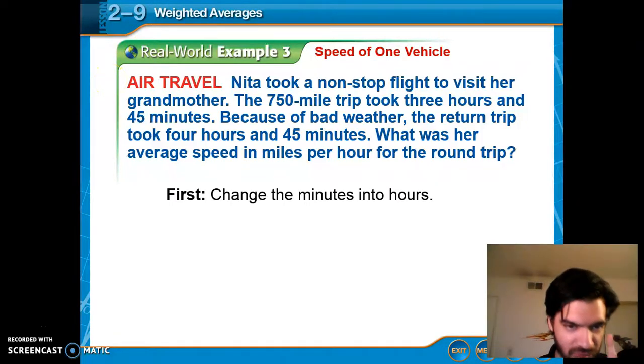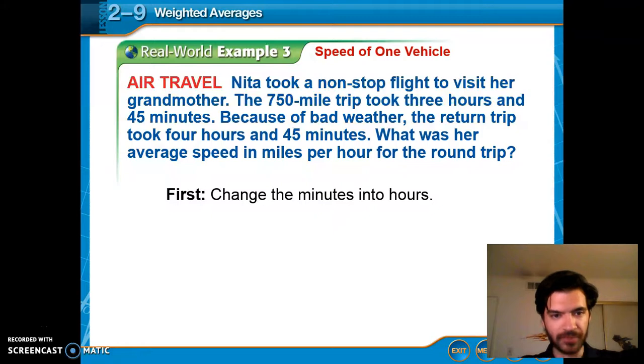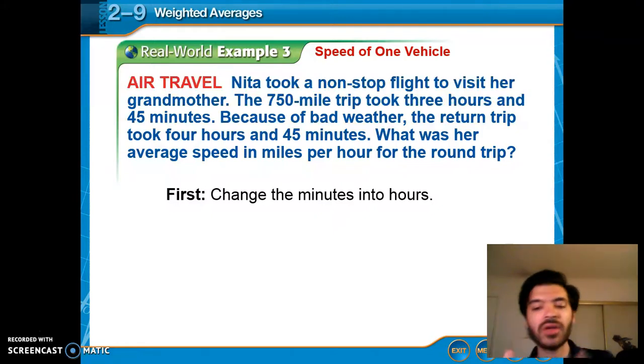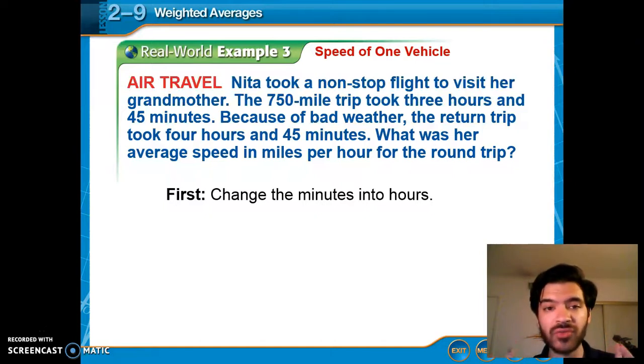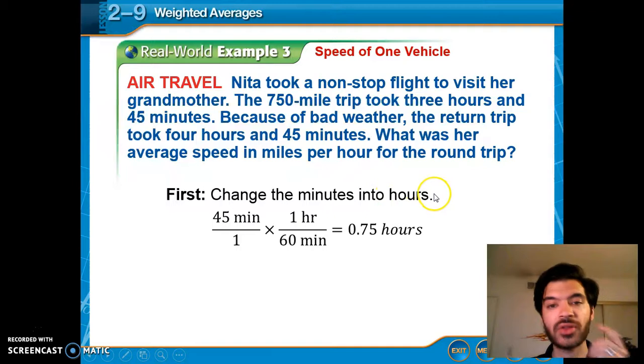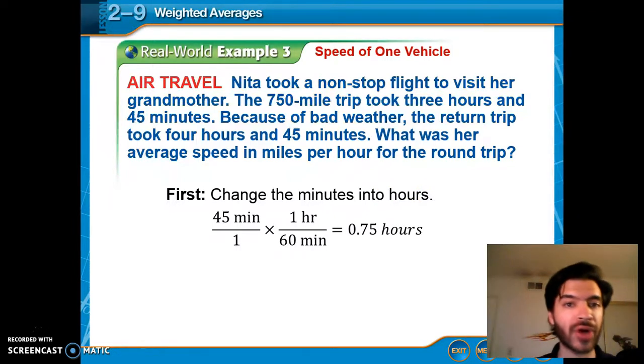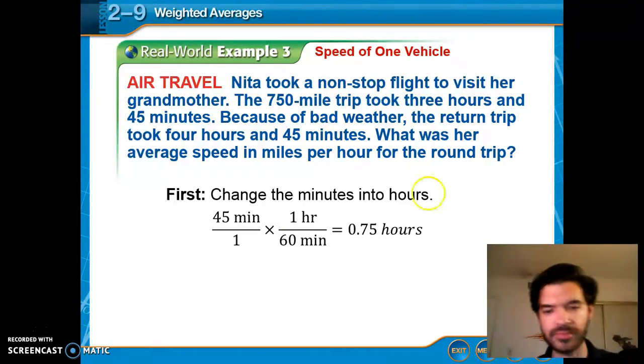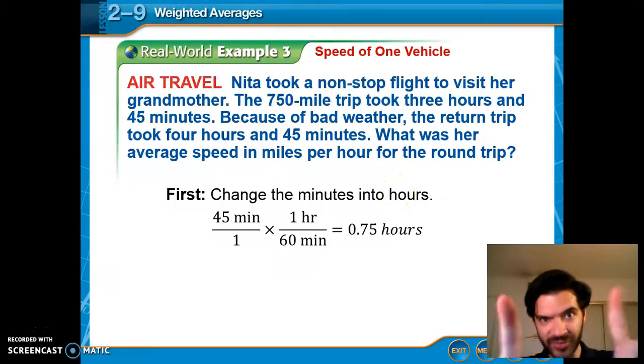Let's check this out. So first, to have everything uniform, we need to change minutes into hours. And you're like, well, why do we need to do that? First of all, it's really hard to write 3 hours and 45 minutes in a math problem. You either need to write everything in minutes, or everything in hours. You've got to pick one. I'm picking for you. We're using hours here. The reason we use hours is because we're probably going to measure the speed in miles per hour. Got it? Thinking ahead. That's half the battle.